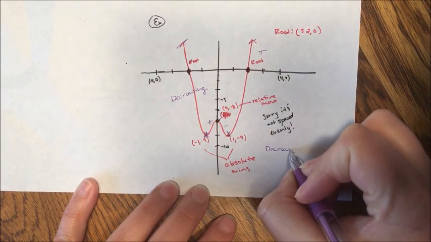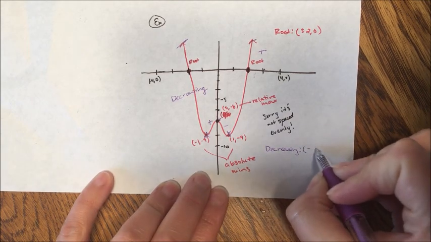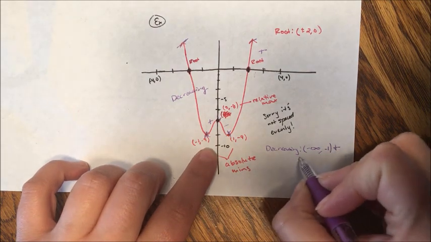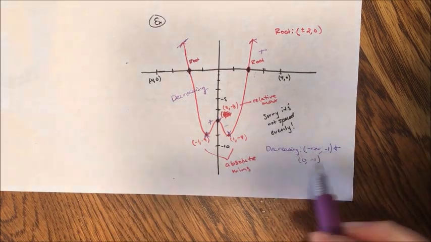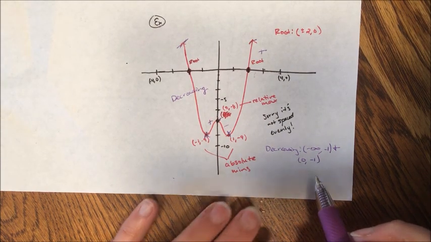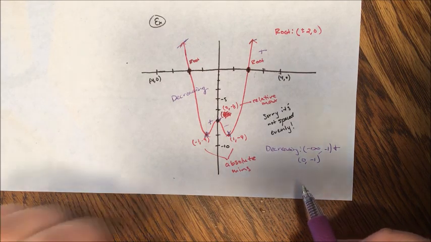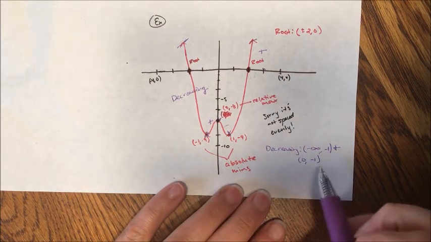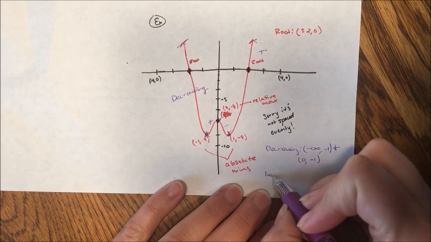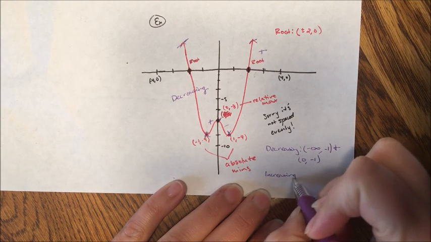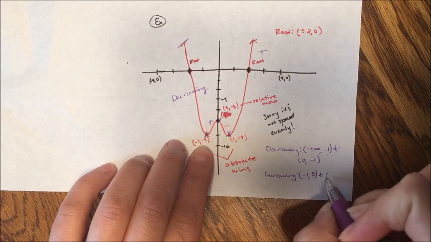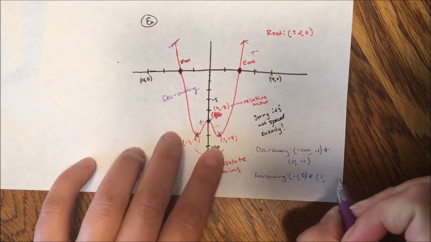So decreasing is going to be from negative infinity to -1, and from 0 to 1. When we're doing our interval notation, you're just using the x values, so there's no y values involved. The increasing interval is from -1 to 0 and from 1 to infinity.